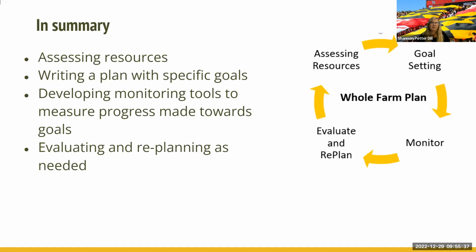So in summary, here's the cyclical process of the whole farm plan. We're going to assess resources available to the farm. We're going to write a plan with specific goals in mind. We're going to develop monitoring tools to measure progress. And then we're going to evaluate and replan as needed.